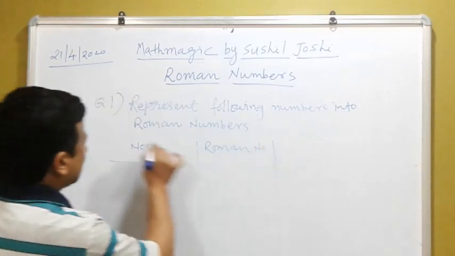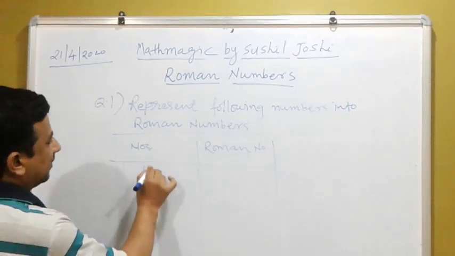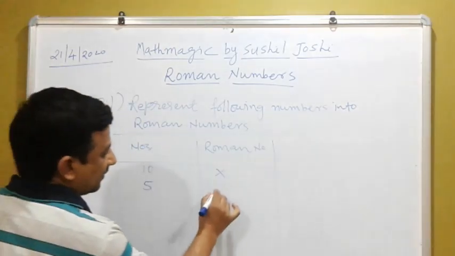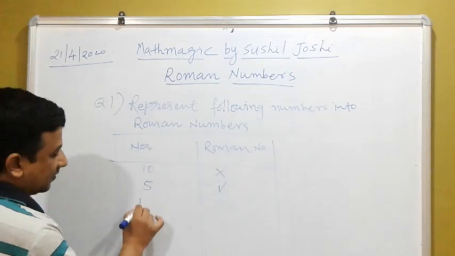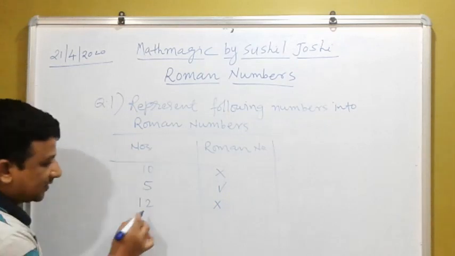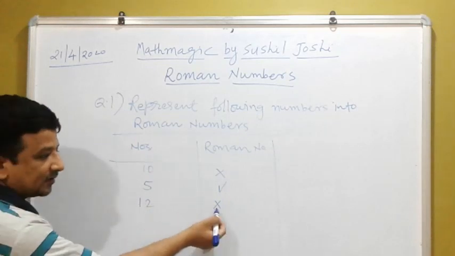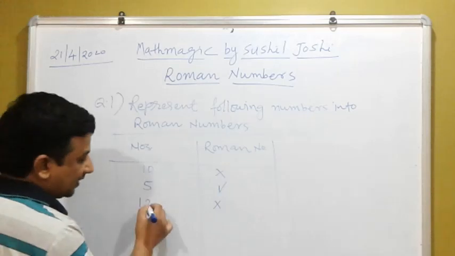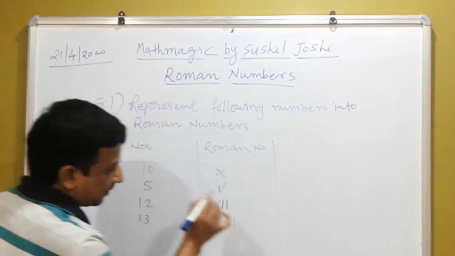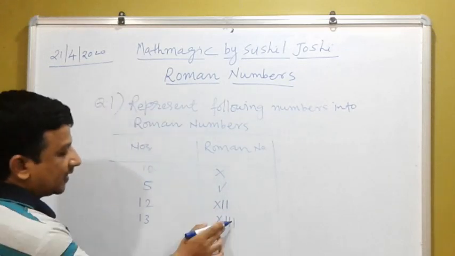We make 2 columns to represent it. First one is suppose 10. So how do we represent 10? X represents 10. 5, V represents 5. Then 12, X first we write 10. And to represent this, now look here, how do we read it? Ones and tens. 1 is present at the tens place. That means you represent this tens place as X, and these 2 we write here as 2I. 13 is X and 3I.